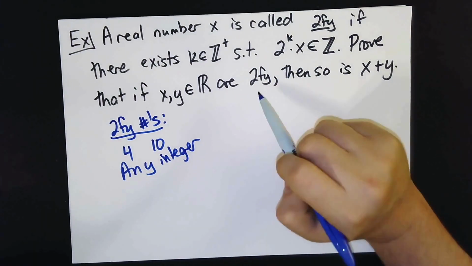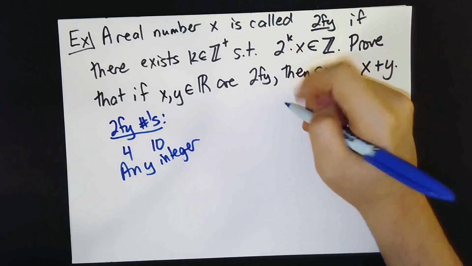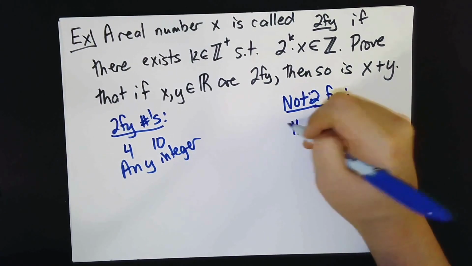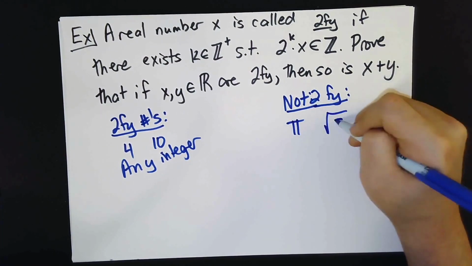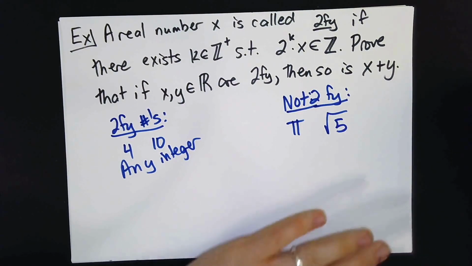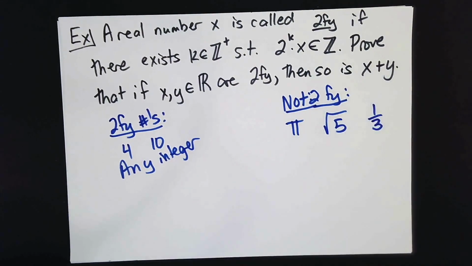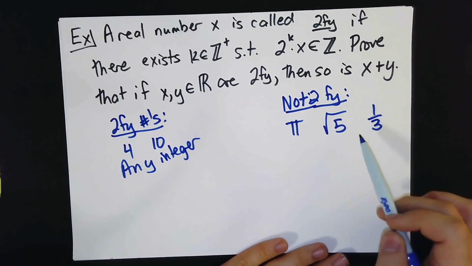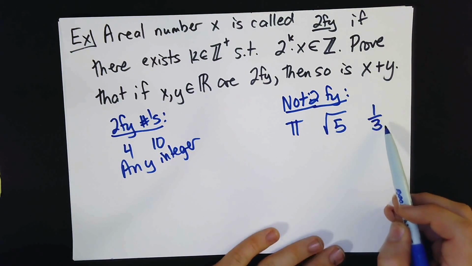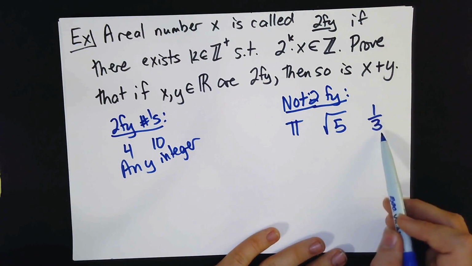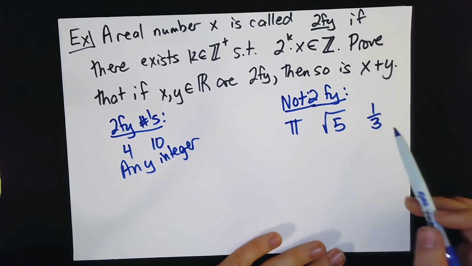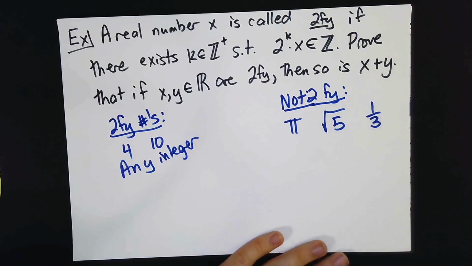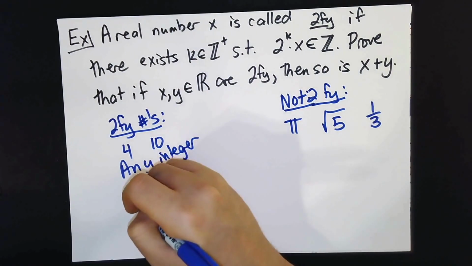On the other hand, there are lots of things that are not 2phi. So, for example, pi is not 2phi. Square root of 5 is not 2phi. 1/3 is not 2phi. If I multiply any of these things by a power of 2, it's never going to make it an integer. A power of 2 divided by 3 is never going to be an integer. Square root of 5 times a power of 2 is never going to be an integer. Likewise, pi.